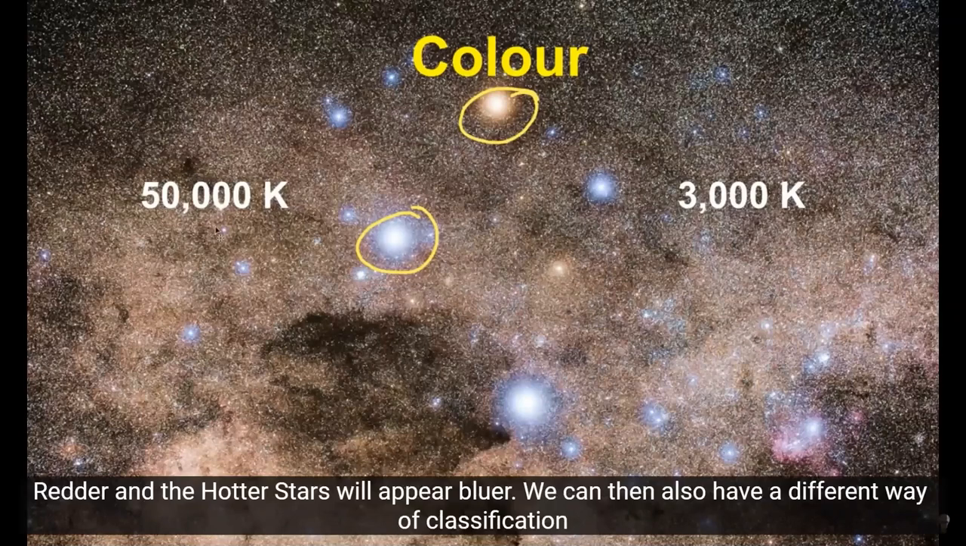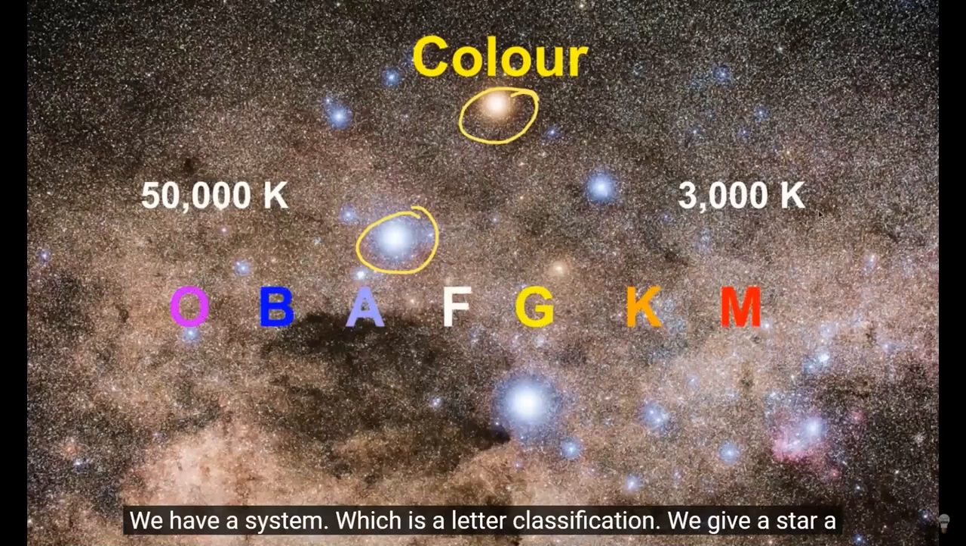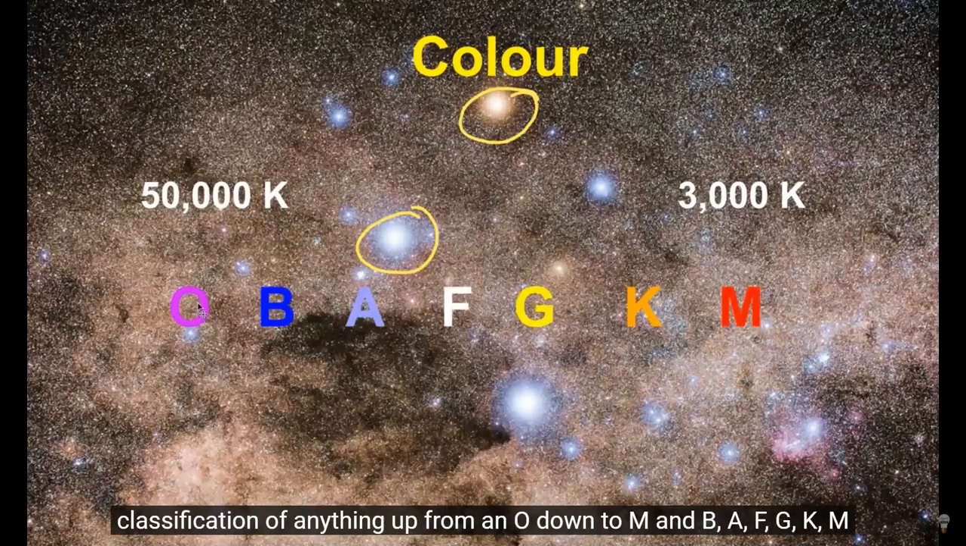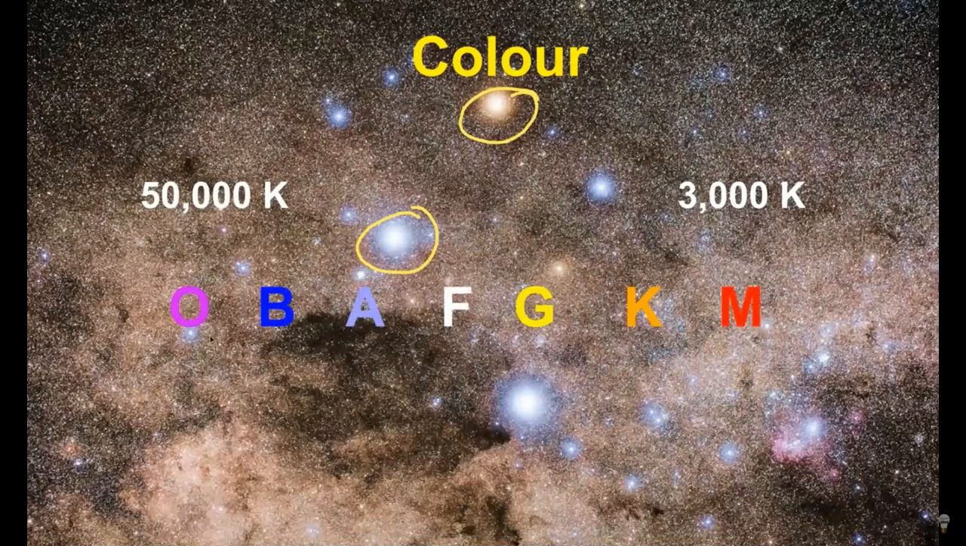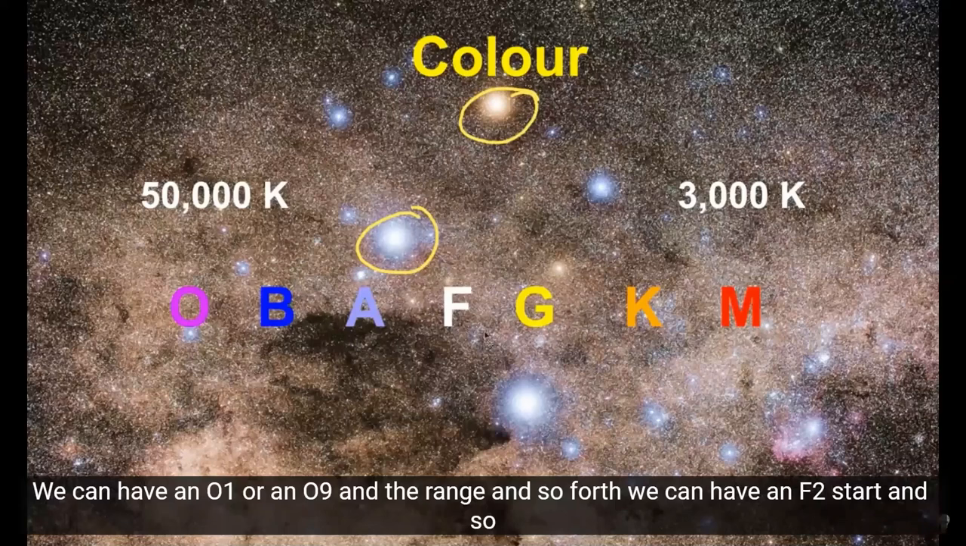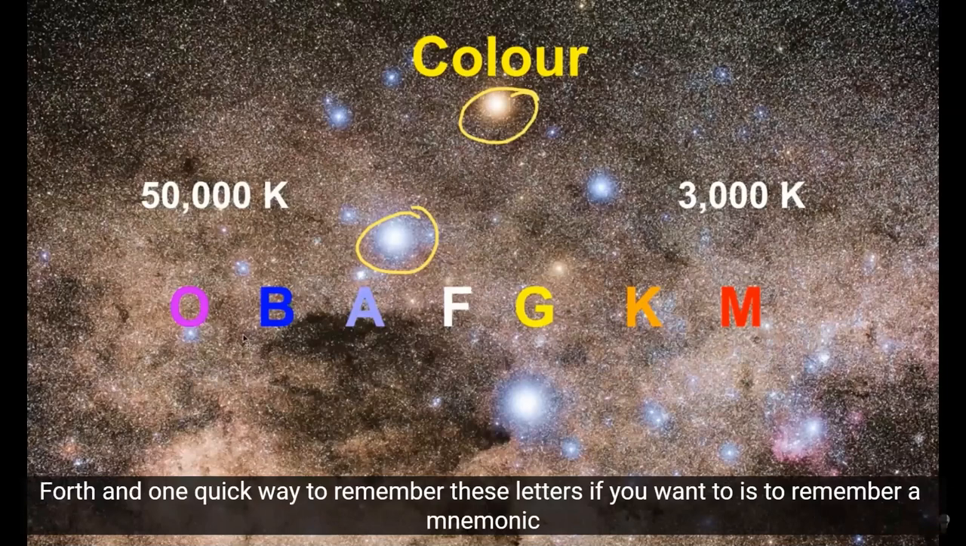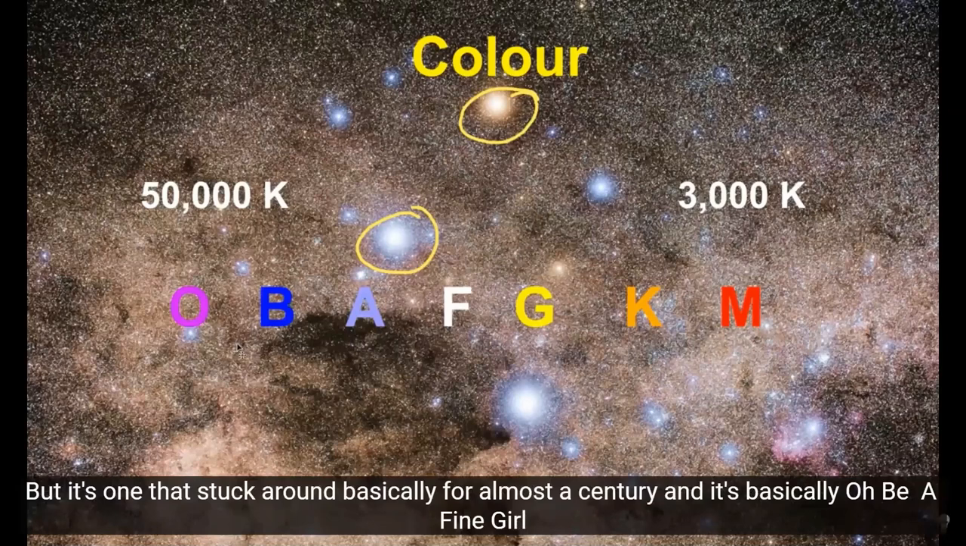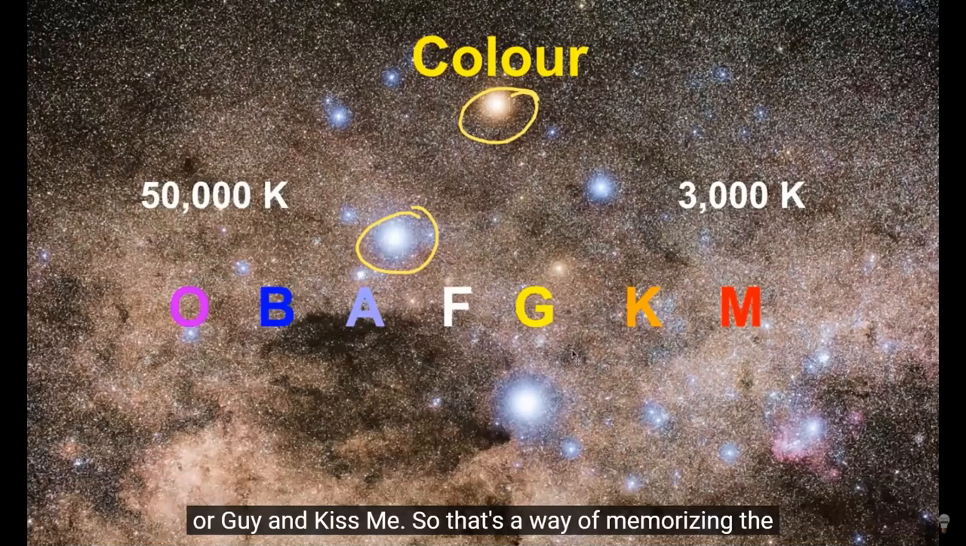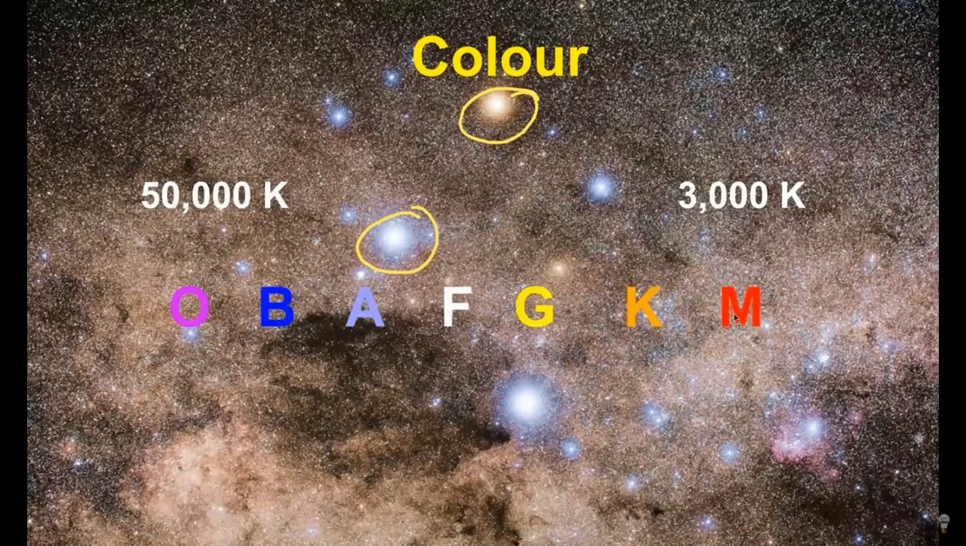We can then also have a different way of classification. We have a system which is a letter classification. We give a star a classification of anything from O down to M: O, B, A, F, G, K, and M. And in between, we can have an O1 or an O9 and the range and so forth. We can have an F2 star and so forth. One quick way to remember these letters, if you want to, is a mnemonic that's quite old and a little bit sexist, but it's one that's stuck around for almost a century. It's basically O, B, A, Fine Girl or Guy, Kiss Me. So that's a way of memorizing the classification system of stars according to their color or their temperature.